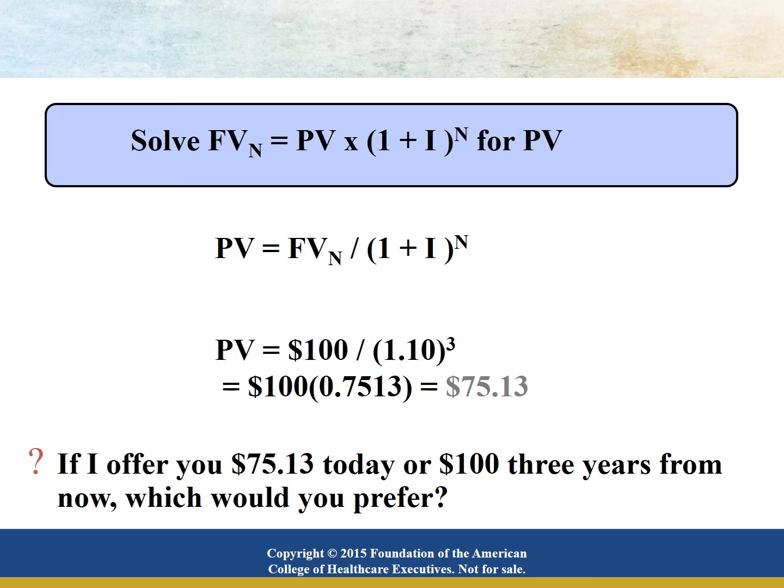So if we've got the example we talked about, your future value is $100. Your interest rate is 10% in 3 years. What do you have to have in pocket today to have $100 in 3 years? $75.13.